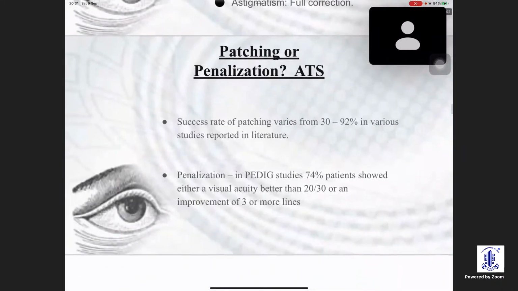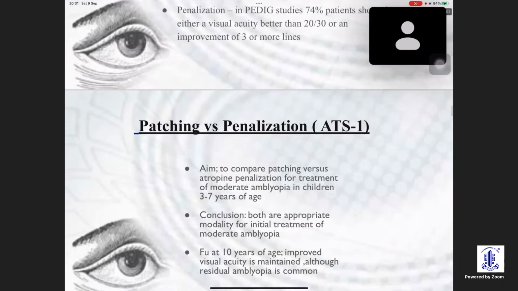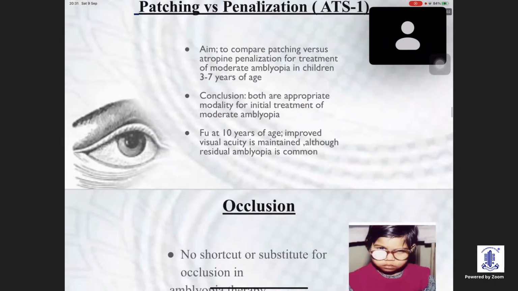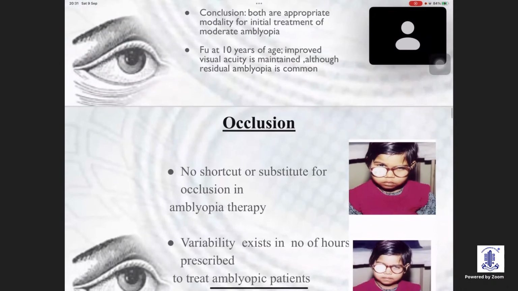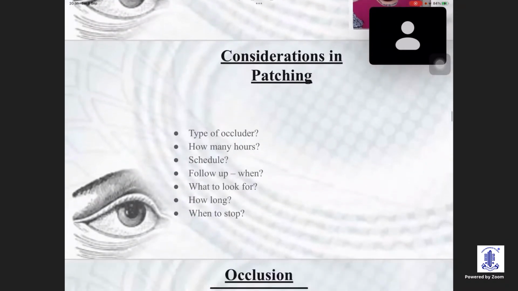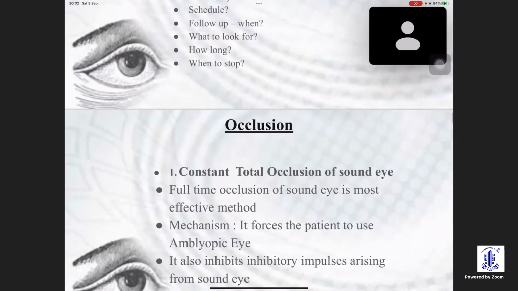Then another question is patching or penalization. It was studied in ATS 1, and they concluded both are appropriate treatment modalities for moderate amblyopia. There is no shortcut or substitute for occlusion in amblyopia therapy. However, variability exists in the number of hours prescribed to treat amblyopic patients. Then there are various considerations in patching: type of occluder, how many hours, schedule, follow-up, what to look for, how long, and when to stop.